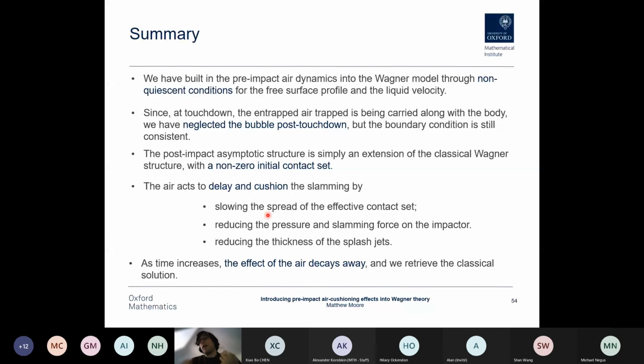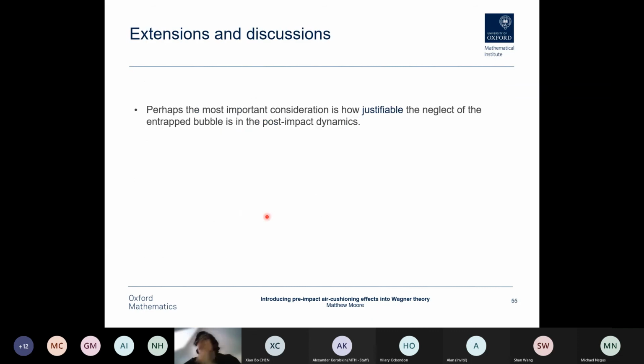But all of these effects die away as time increases. So for a given problem, if you are considering one of these impacts, it depends on what timescale you're really interested in these properties over. Early on, you might necessarily have to consider what the air effects are having on Wagner theory. But if it's at a longer timescale, you can neglect them and just take the classical solution as your starting point.